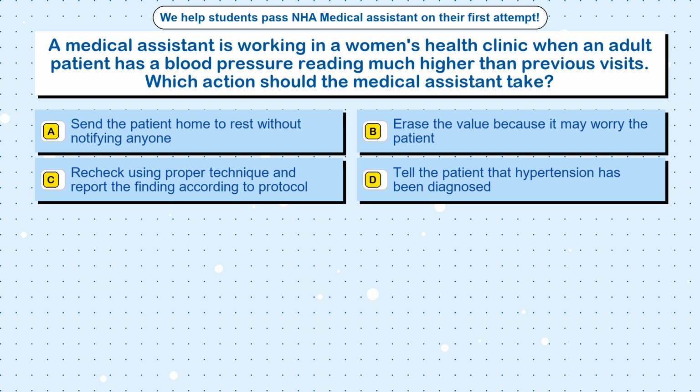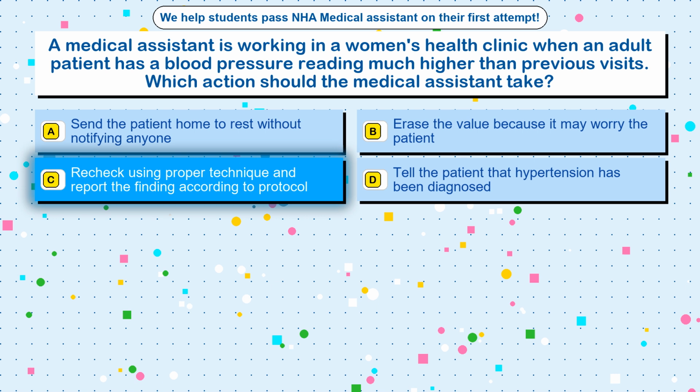Option A, send the patient home to rest without notifying anyone. Option B, erase the value because it may worry the patient. Option C, recheck using proper technique and report the finding according to protocol. Option D, tell the patient that hypertension has been diagnosed. The correct answer is option C.